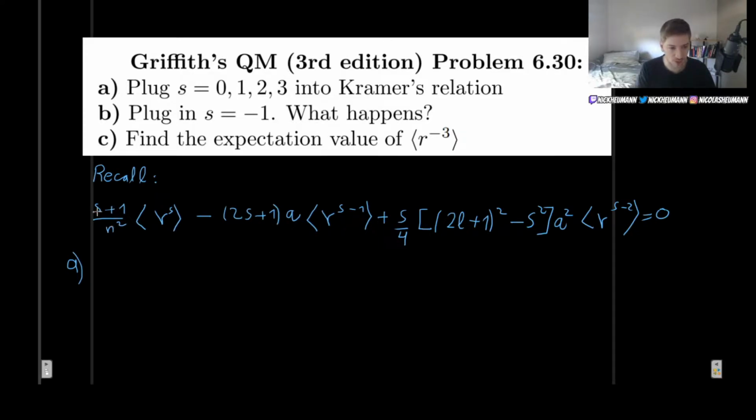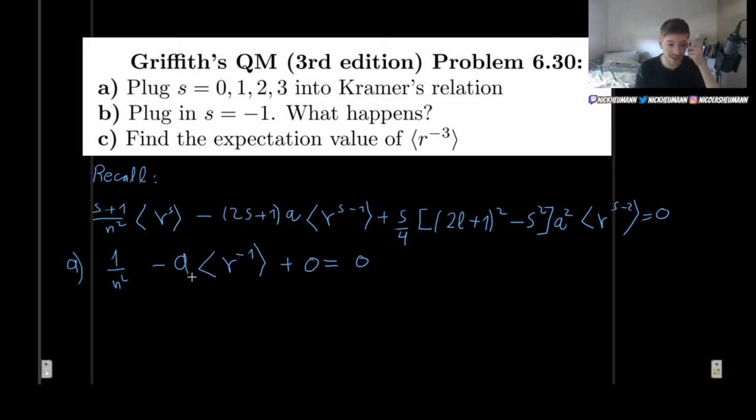S equals 0. Well, this s is 0, so we get 1 over n squared r to the 0th power. So that is the expectation value of 1, which is simply going to be 1, right? Because the expectation value is this integral, it's normalized, so you simply get 1 out of it. Then we have minus 2 times 0, so 0 plus 1, so we get minus a times r to the -1, and then we have a plus s over 4. That is simply 0, so we get plus 0 equal 0.